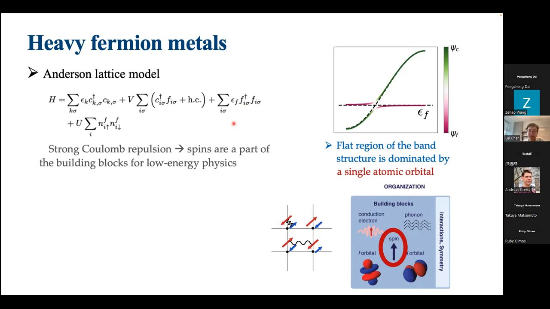A salient feature of this Hamiltonian is that if we ignore the interaction first and look at the band structure from the non-interacting Hamiltonian, we find that the flat region of the band structure is dominated by a single atomic orbital, which is of course the original f orbitals. And we expect that when the strong Coulomb interaction is introduced, the charge degree of freedom of the f electron is going to be frozen out. Therefore, the spin degrees of freedom are going to be the building block for the low energy physics.